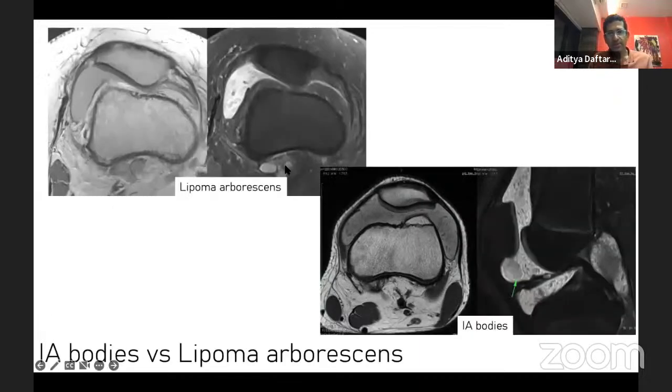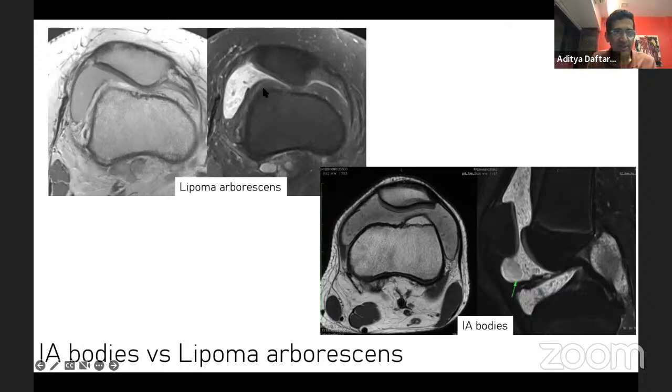So here's another differential consideration for you to think of. We already saw this case where you can see these dark intra-articular bodies. And this would obviously be rice bodies or synovitis. And in this case, you can see some nodular areas here. Now notice, if you look at this on these non-fat suppressed images, as well as on these fat suppressed images, the rice bodies remain dark. Okay, so they don't change their character.